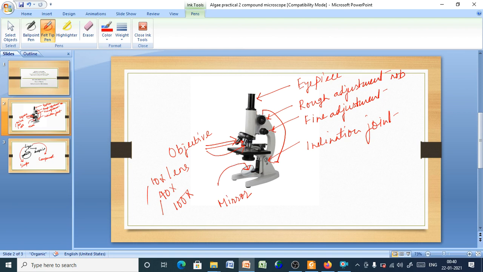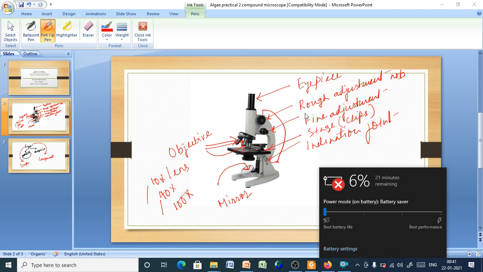This is the stage within which we can put the specimen, with or without the clips for adjustment. So we have to know all these parts, the basic ones, to use the microscope much more effectively and efficiently.